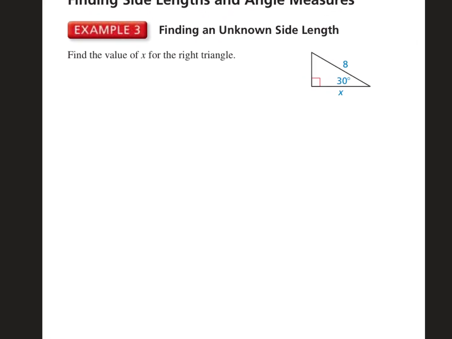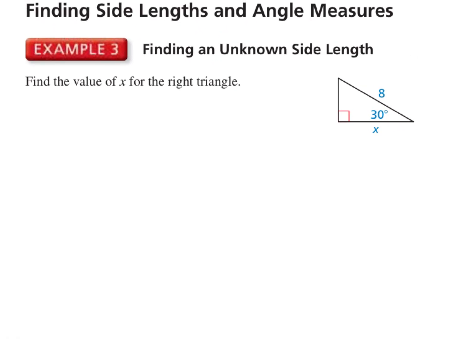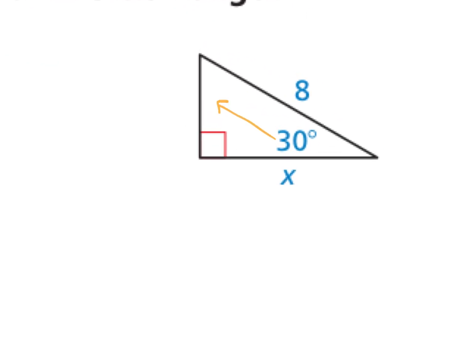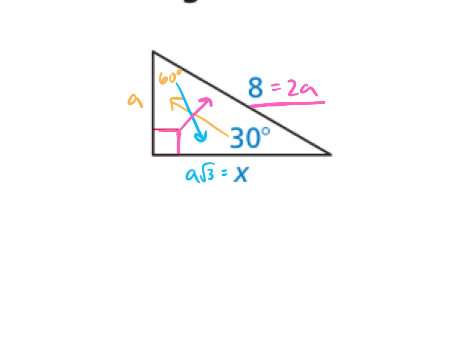So let's look at example 3 on the next page. It says find the value for x for the right triangle. So it helps to label what we have. We know that across from 30 is our starting value, just A. If one of our angles is 30, that means our other angle is 60, and across from 60 is going to be A square root 3. And then what's across from the 90-degree angle? What's our hypotenuse? 2A. So it gives us that 8 is equal to 2A.